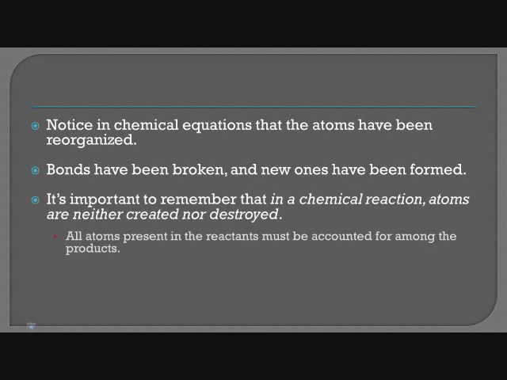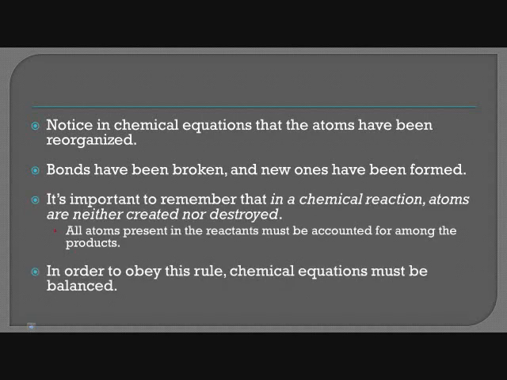It's important to remember that in a chemical reaction, atoms are not created and they're not destroyed. So all the atoms present in the reactants must be accounted for among the products. They're just rearranged. So in order to see this, chemical reactions must be balanced.